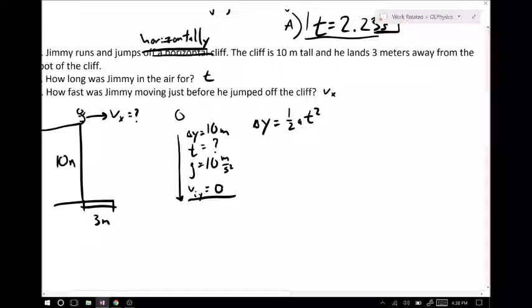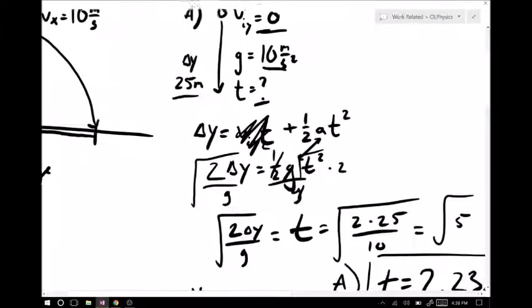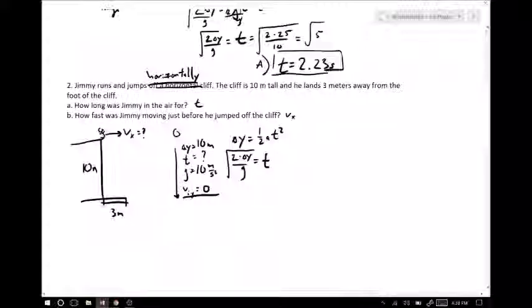Oh, sorry, we were doing that for both parts. So the time reduces down to a very easy square root of 2 times change in y over gravity. And if you forgot how I got that, just go back in time to where I solved for it right here. And then let's just solve it. So t is equal to the square root of 2 multiplied by 10 over 10. These 10s just cancel out, so we're really just doing the square root of 2. And that will get us a time of 1.41 seconds. So this is the part A answer.